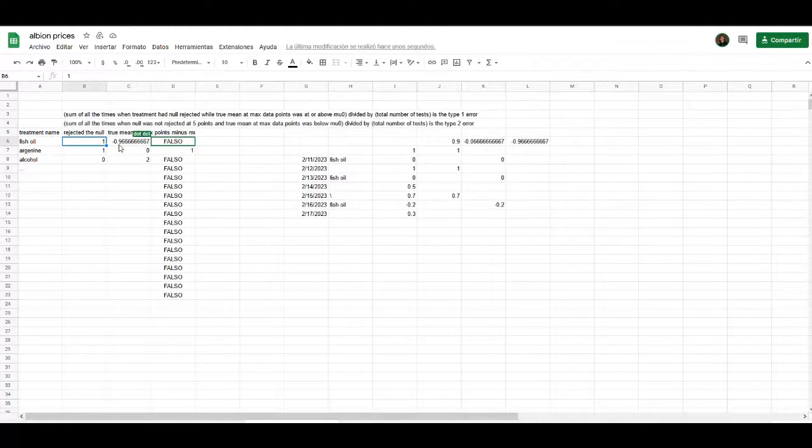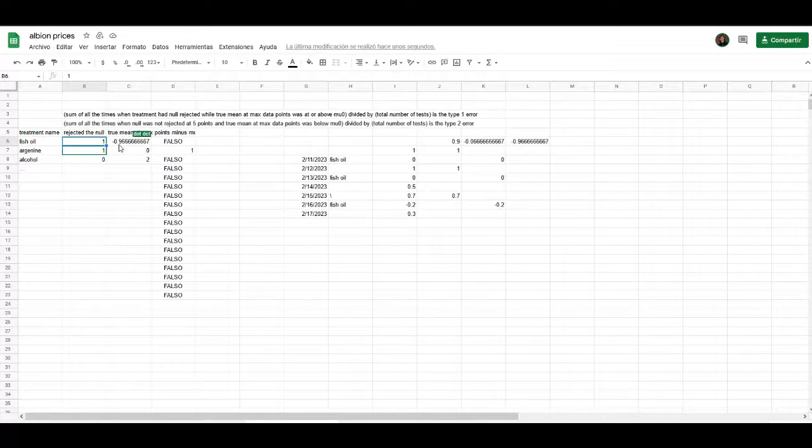And so here, out of these three, only one time did we do our testing correctly. So here, for example, arginine, the effect was 0, which means on average the health didn't improve after treatment.